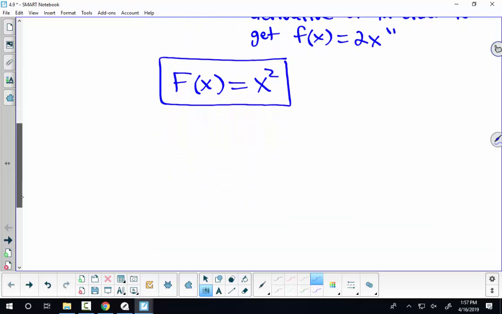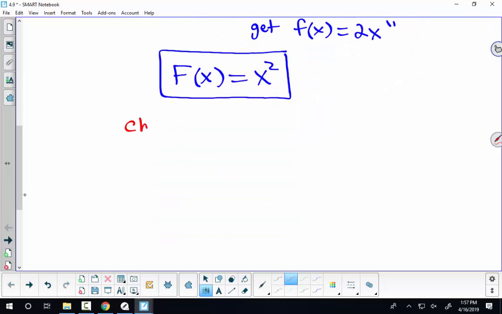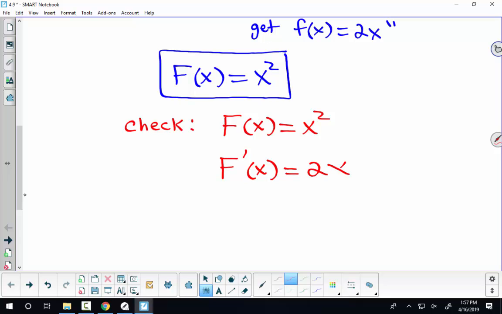So if I'm claiming my antiderivative is x squared, the way I check that is just take the derivative of capital F. What if it was x squared plus 3, because then the constant would have been 0? Right, yeah, we have yet to talk about that, but it's a good point.